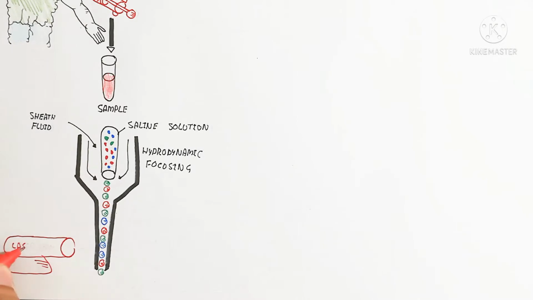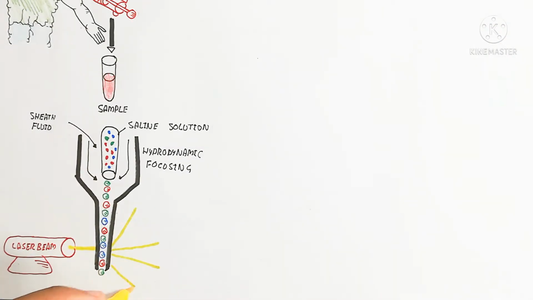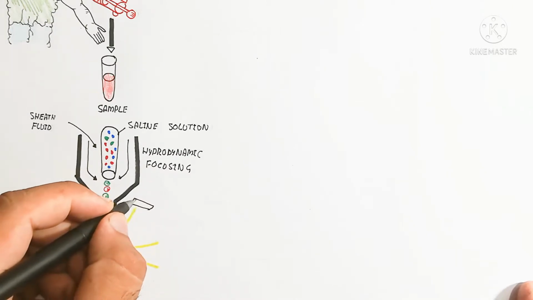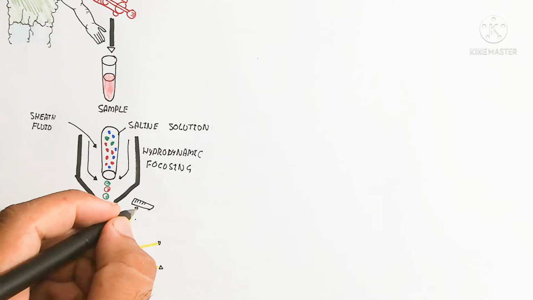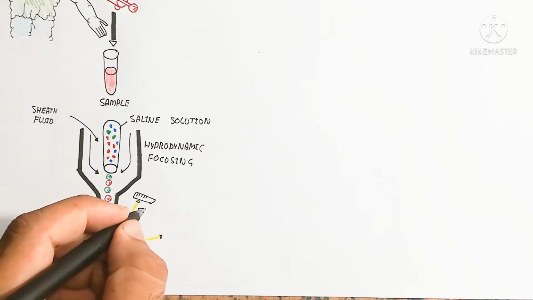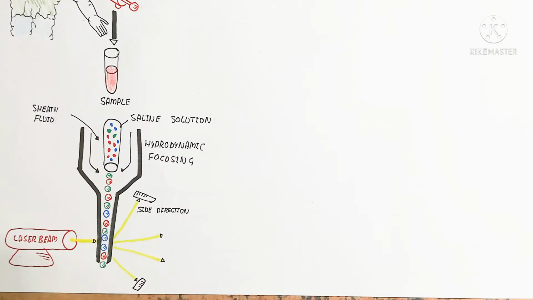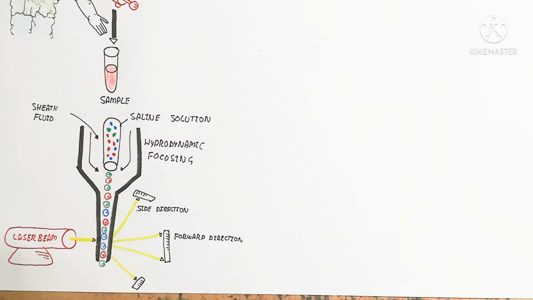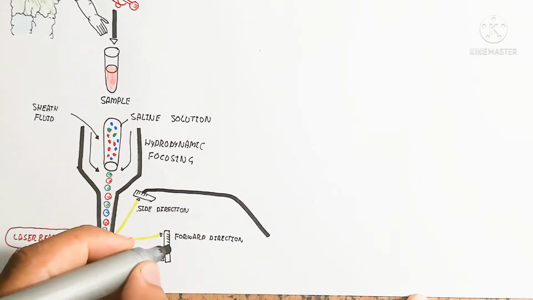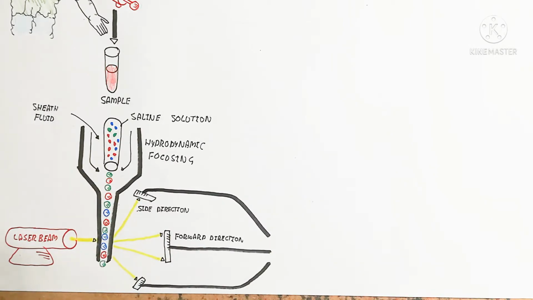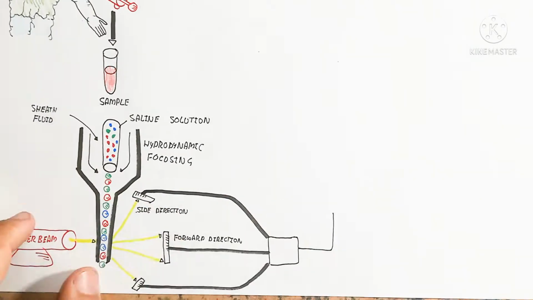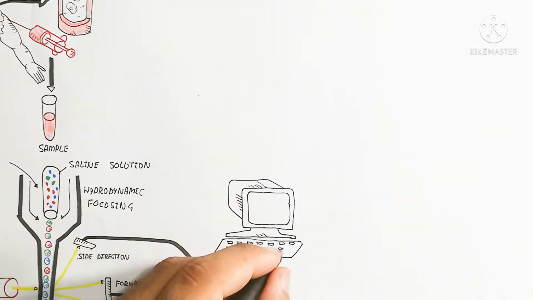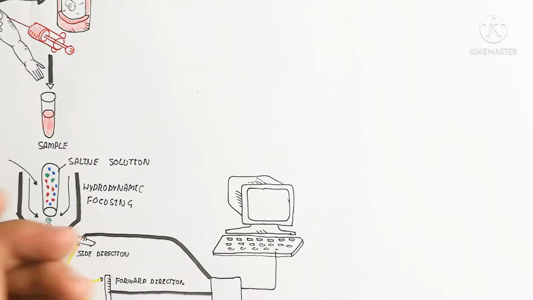So this laser beam strikes the sample one cell at a time. Different cells scatter the light by striking with the laser beam. When the laser beam strikes the cells, it diverges, in the side direction and the forward direction, on the basis of complexity and cell size. Here we put the detectors for detecting the light. We receive the side-direction light dispersion on the side detector, while the forward scatter is received by the forward detector.